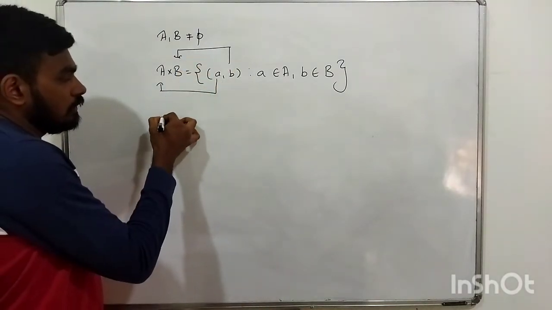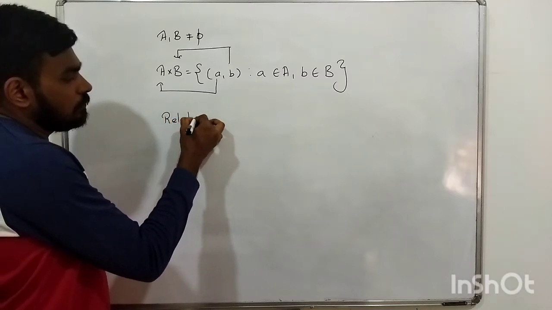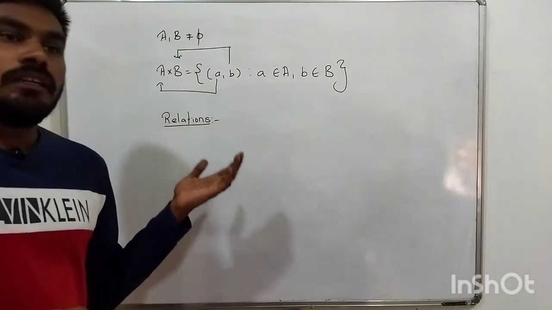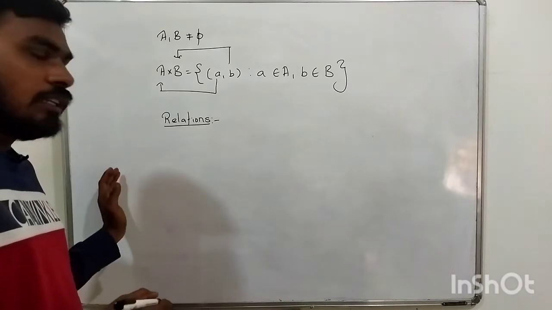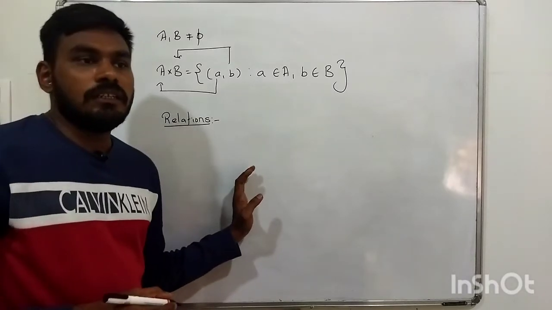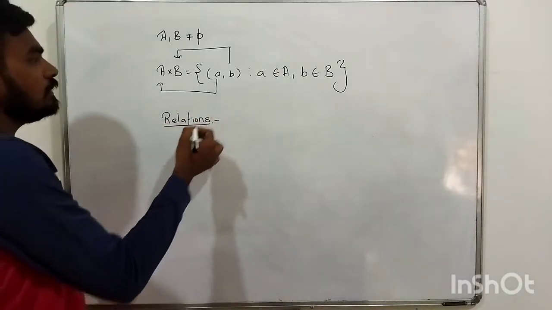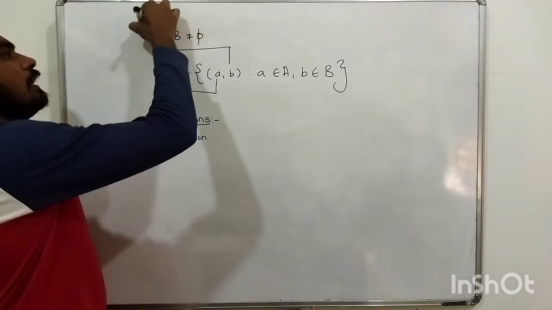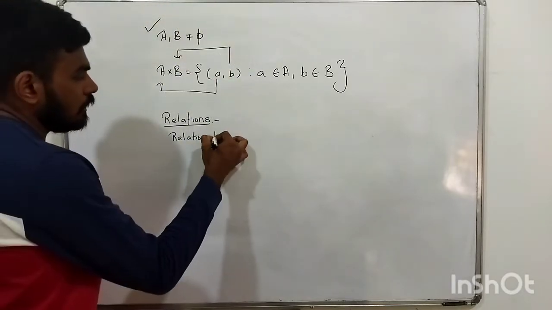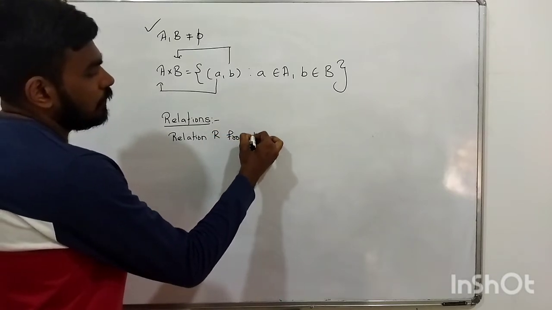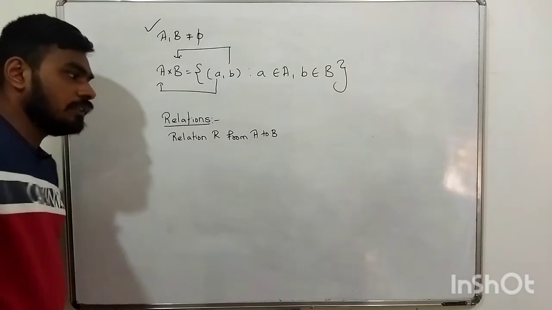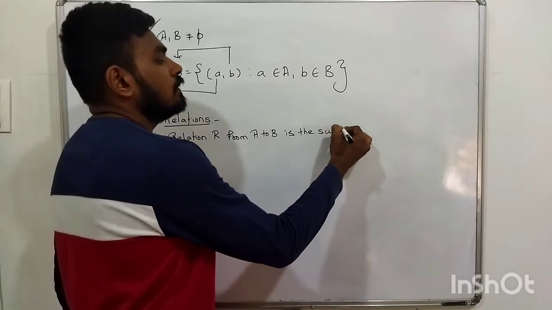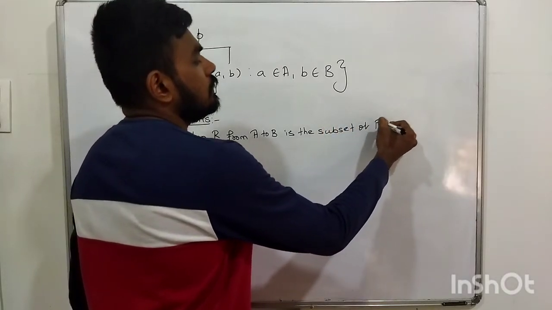Next we'll start with the subtopic relations. So what is a relation? We are relating elements of one set to elements of another set. Basically a relation is a subset. For example, if A and B are two non-empty sets, then a relation R from A to B is a subset of A cross B. It is one of the subsets of A cross B.